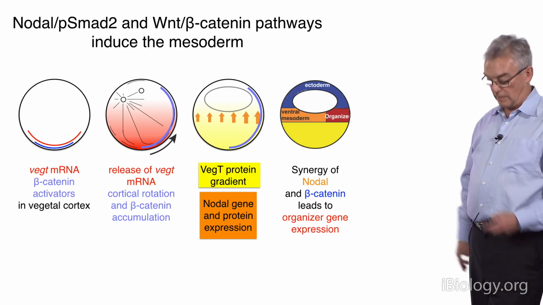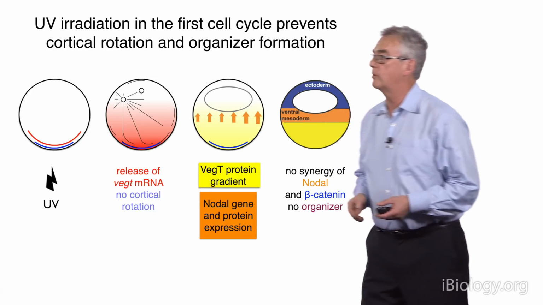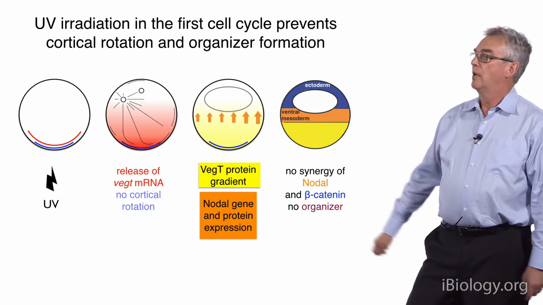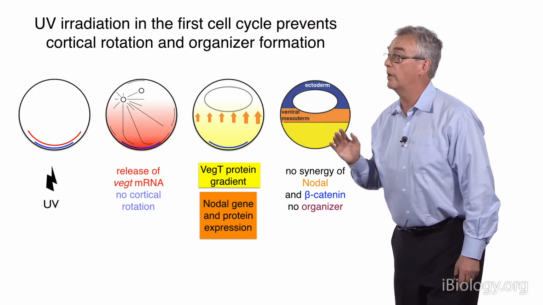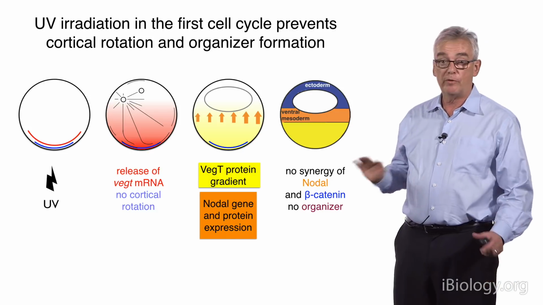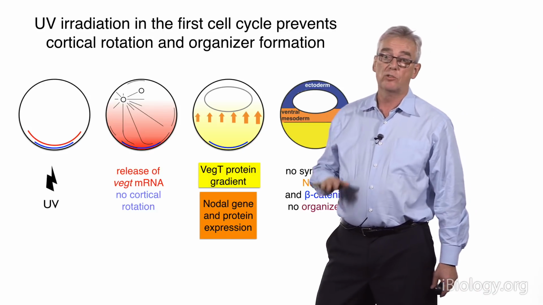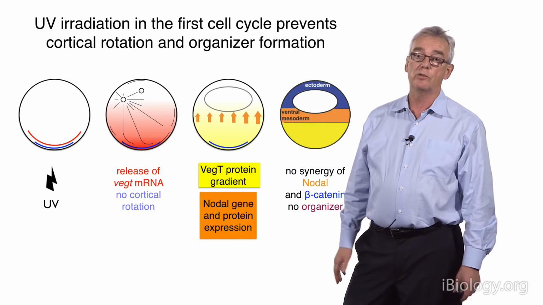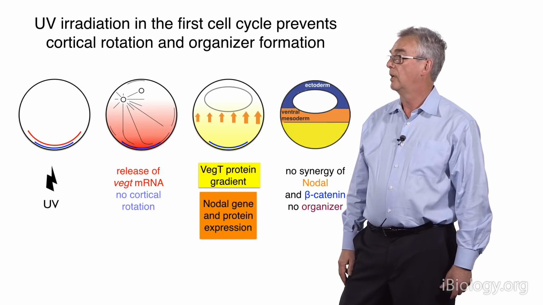Okay, so we've discussed that, and let's just contrast that with what happens if this cortical rotation doesn't occur. There are various tricks to cause this to happen. One is to irradiate the vegetal side of the embryo with ultraviolet light, and that prevents the polymerization of microtubules. The alternative is to eliminate beta-catenin production by using a reagent that blocks it. We'll come back to that.